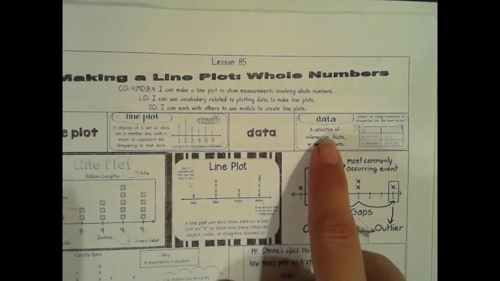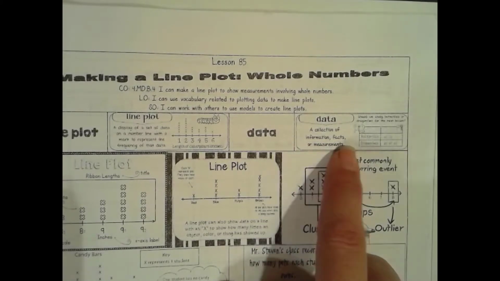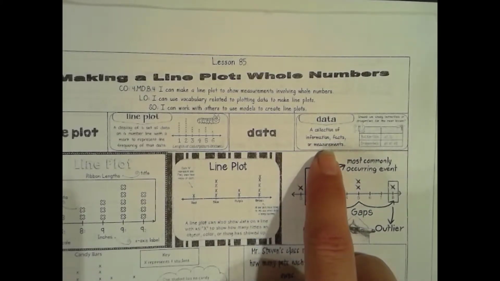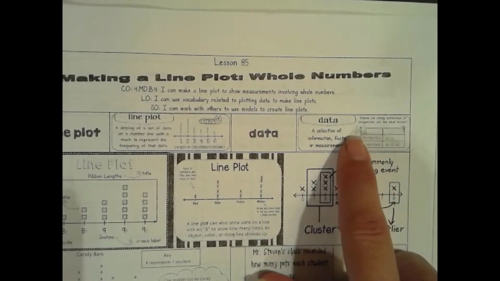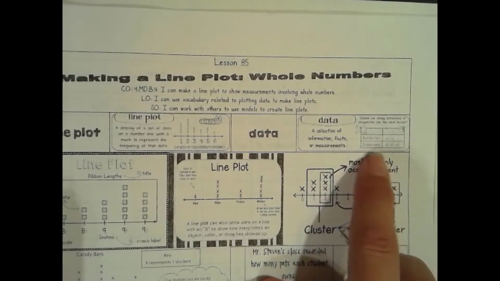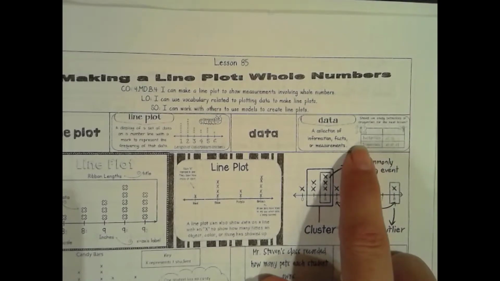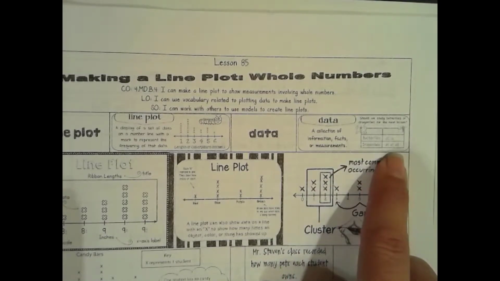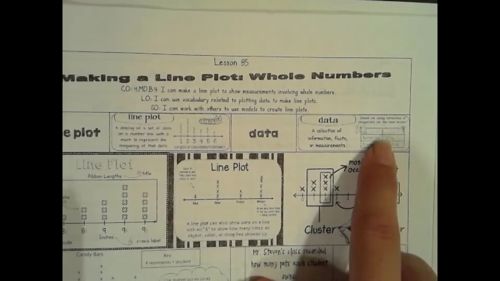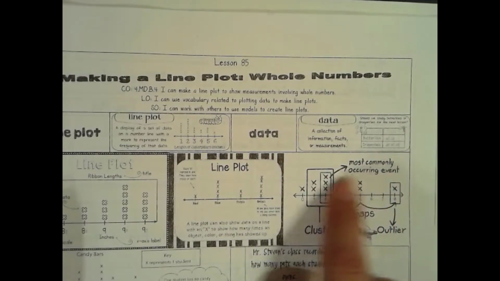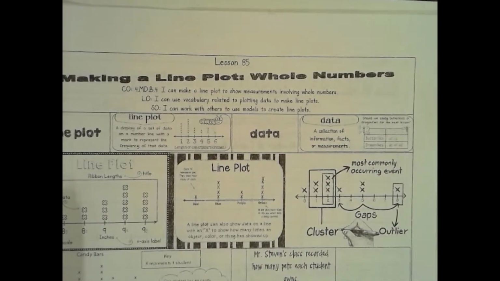Data. Data is a collection of information, facts, or measurements. So should we study butterflies or dragonflies for the next lesson? So here is some data collection. Those who voted for butterflies, those who voted for dragonflies, and from that data you make decisions. So it's just a collection of different types of information.